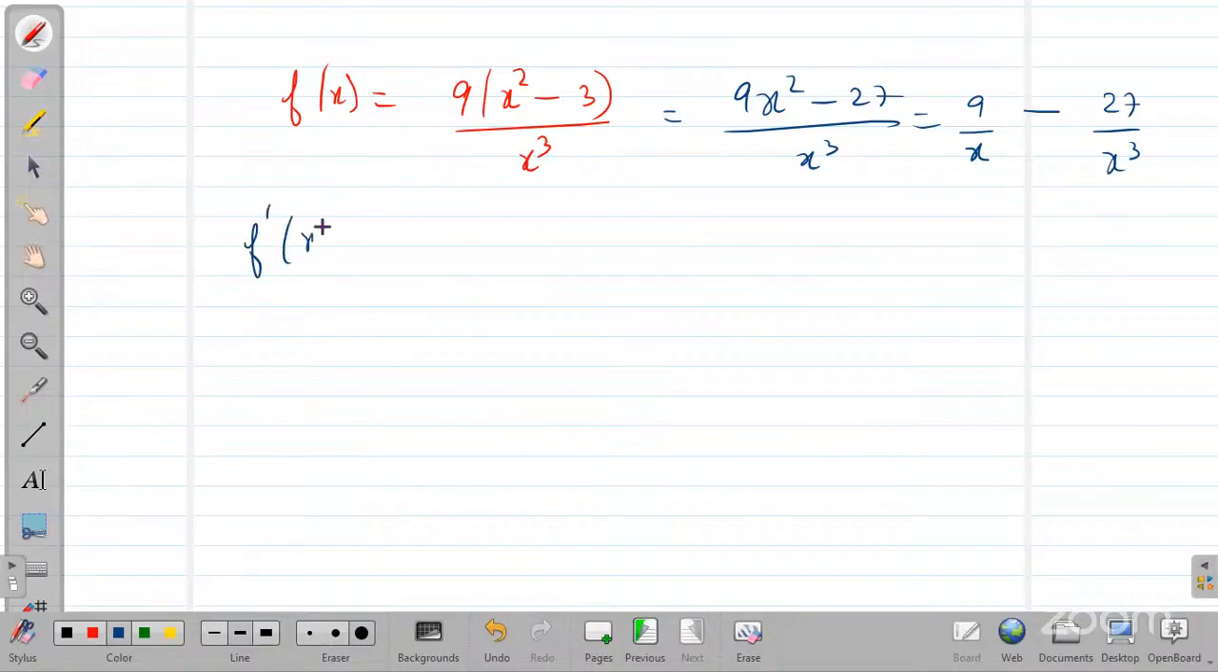So f dash of x, the first derivative, will be negative 9 over x squared plus 27 times 3 will be 81 over x to the power of 4. And when we equate it to 0, we'll get the value of x at which we can find out that this curve has a critical point. This is what we call a critical point. A critical point is a point where the increasing function converts into a decreasing function or vice versa, or we'll call it a point of inflection.